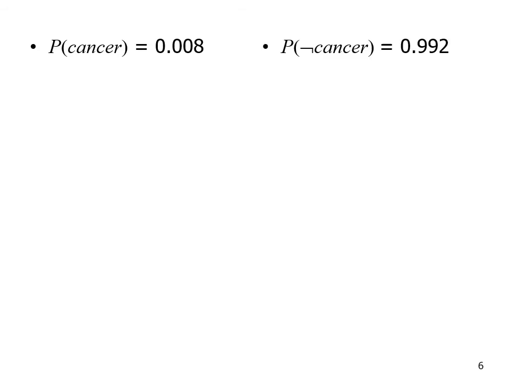So now let us try to solve this problem. Let us list out whatever has been given. So probability of having cancer is given as 0.008. So probability that there is no cancer is equal to 1 minus 0.008, that is equal to 0.992.